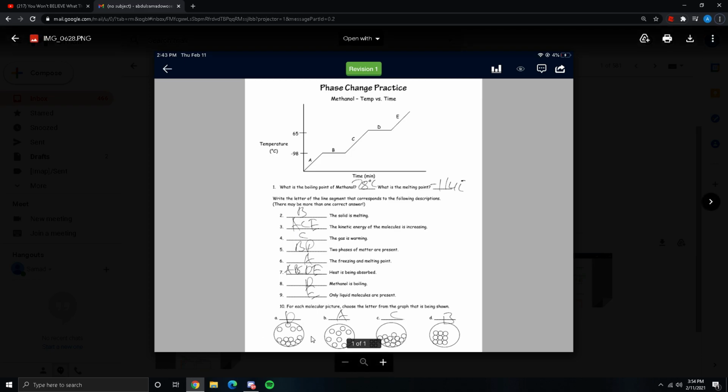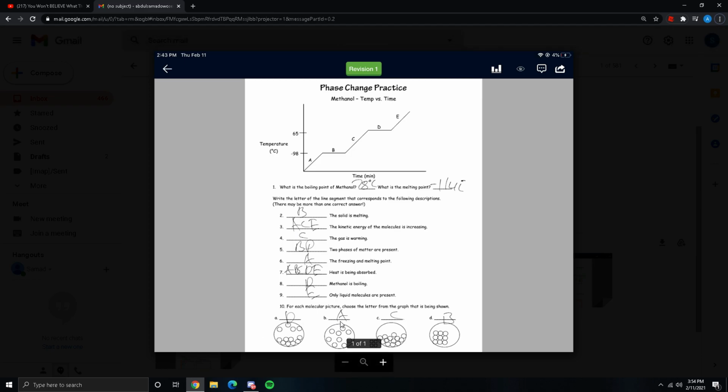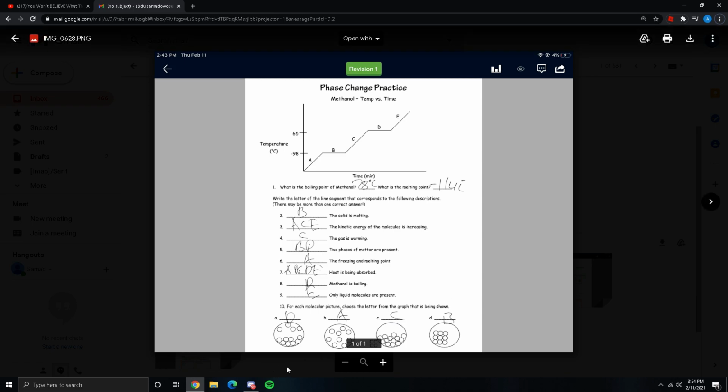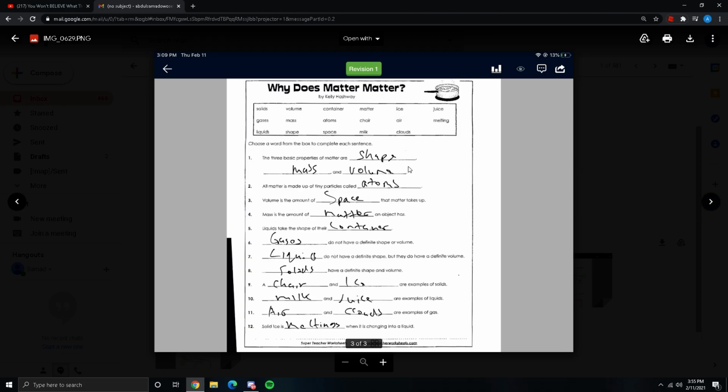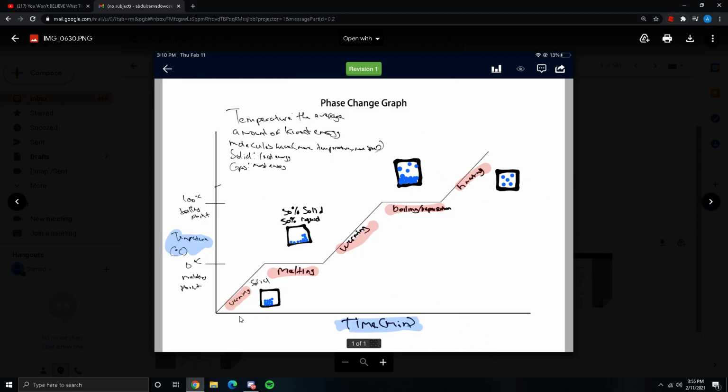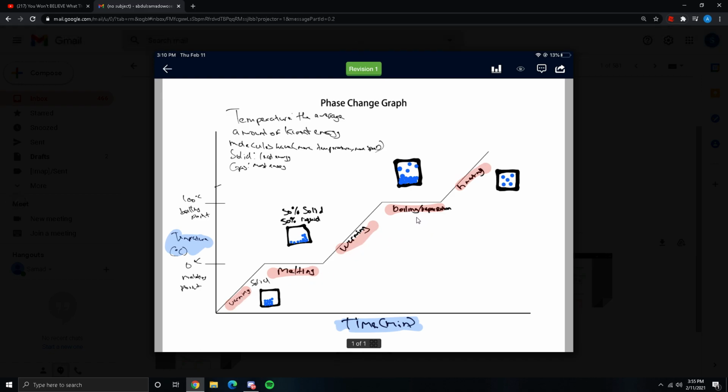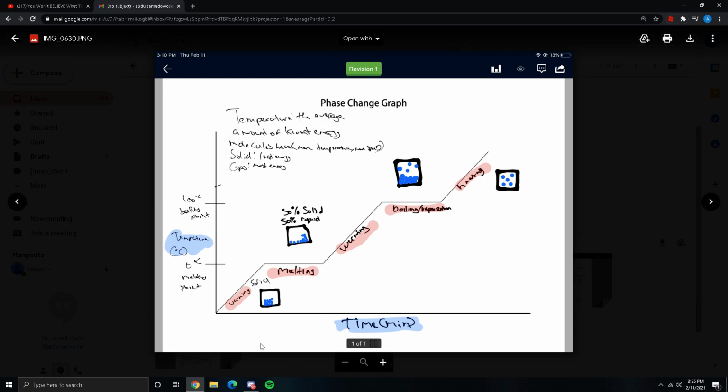At the bottom right here it says, for each molecule picture, choose the letter from the graph that is being shown. Let me start by showing this. It goes from warming to heat: warming, heat, melting, warming, boiling, and heating. If you're confused, this is basically the chart. This is literally the chart. You have to learn this before learning the one I first showed you.